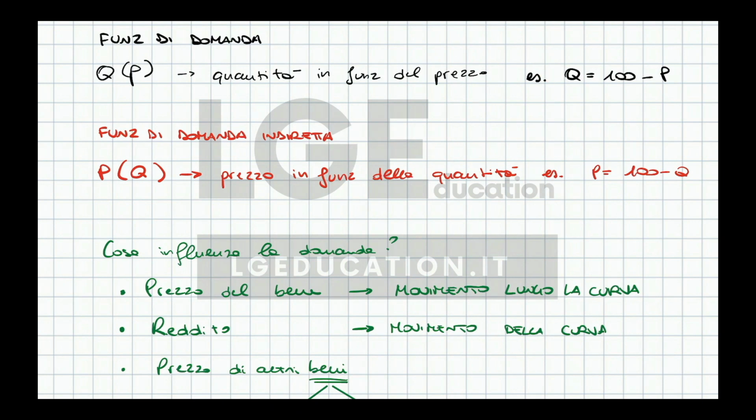One thing that can be useful to you is the indirect function. It signifies no longer the quantity in relation to the price, but instead the price in relation to the quantity of the product or service. So from a mathematical standpoint, it is actually very simple, because it will no longer be Q as a function of P, but P as a function of Q, which is a fundamental concept in mathematics. Why do we need this?